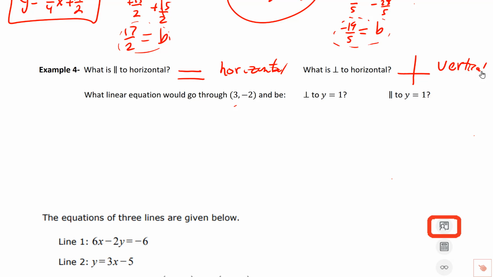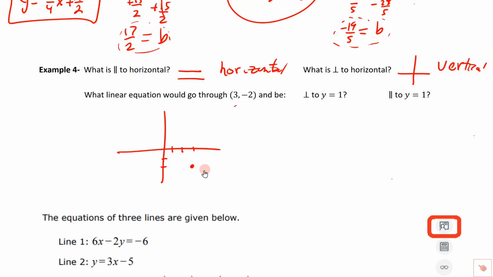Now, the reason we want that is because we might run into a problem something like this. We want a linear equation that goes through 3 comma negative 2 that's perpendicular to y equals 1, and then we want one that's parallel to y equals 1. So let's do a little graph right here. 3, negative 2. 1, 2, 3.